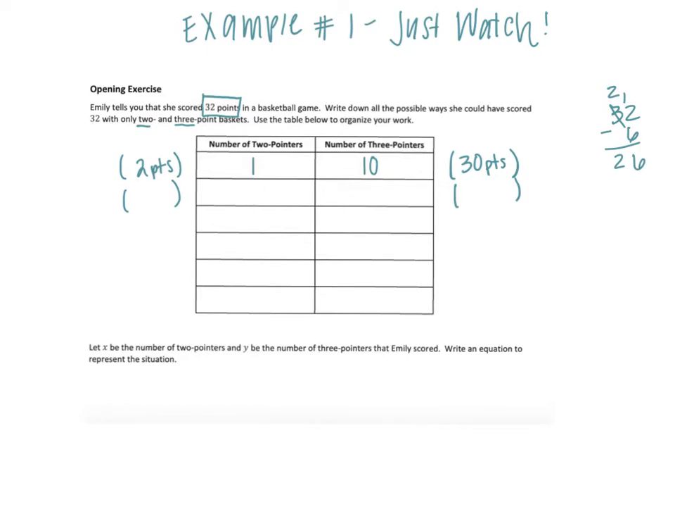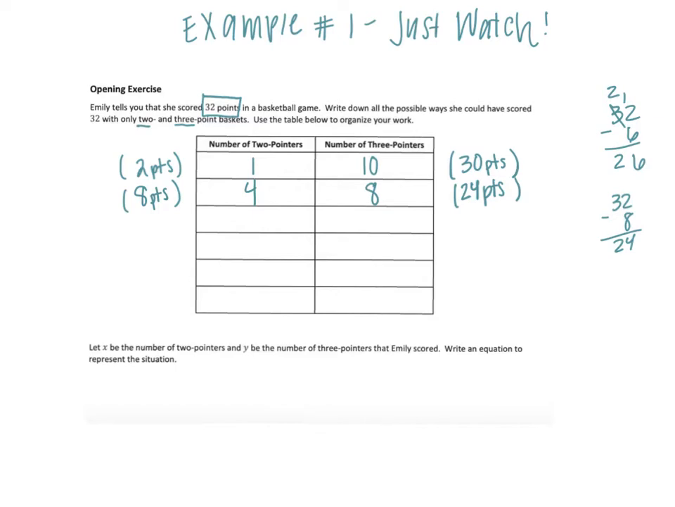Well, what if we did 4 2-pointers? 4 2-pointers is going to get us 8 points. And if we do 32 take away 8 points, we're going to get 24. So we need a way to make 24 points. Is 3 going to go into 24? Yeah. 3 goes into 24 8 times. So if we had 4 2-pointers, that's 8 points. And 8 3-pointers, that's 24 points. So that adds up to equal 32.